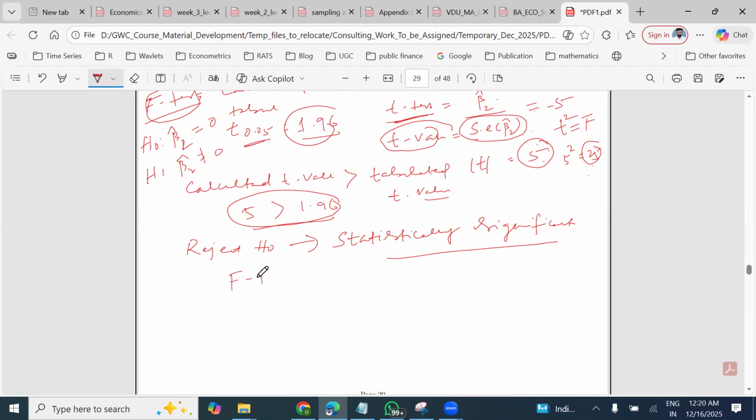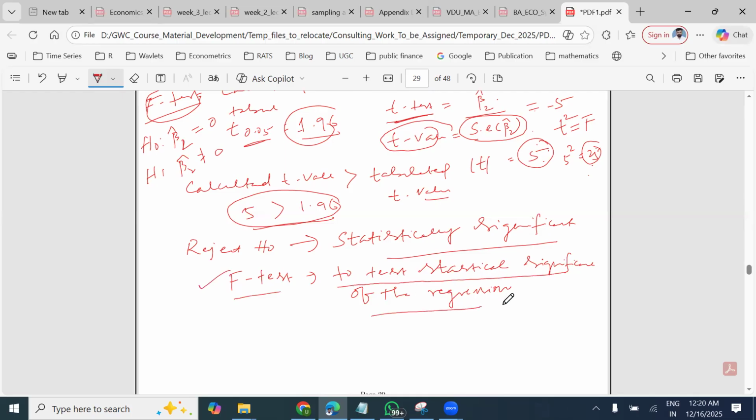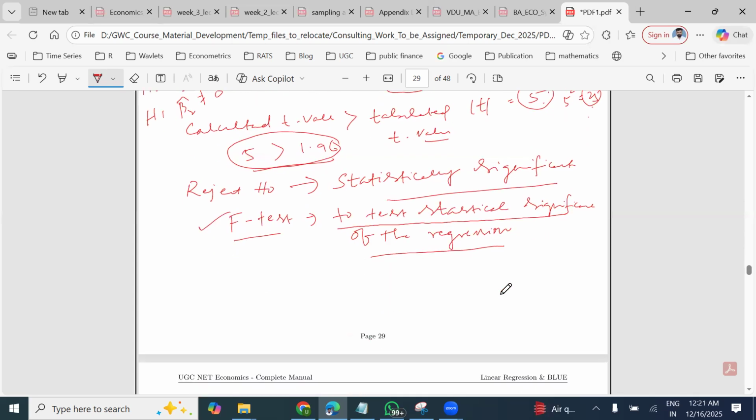We use the F test, please note it, to test the statistical significance of the regression. Sir, will this be true for all the tests? So for the t test also? I am coming to that. Don't confuse. First you focus here. The F test is done to test the statistical significance of the regression. Is it clear? Yes, sir.